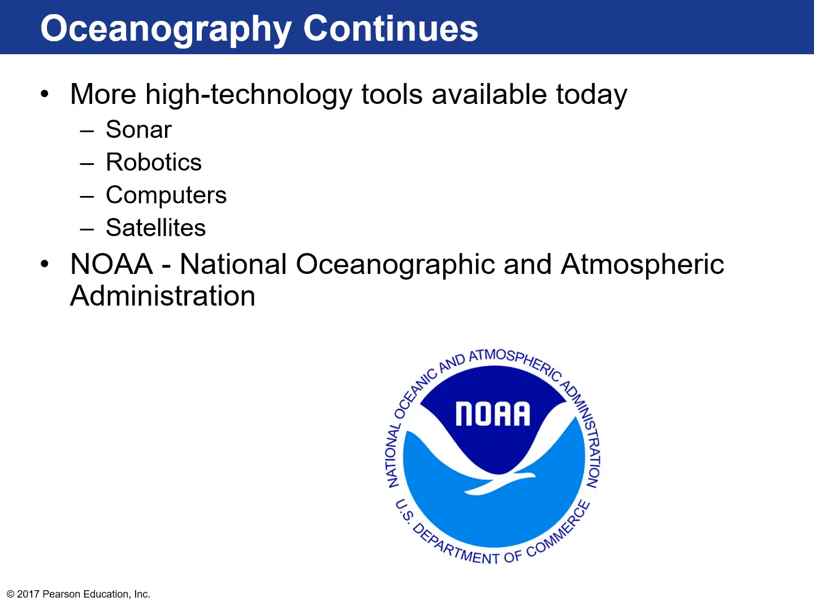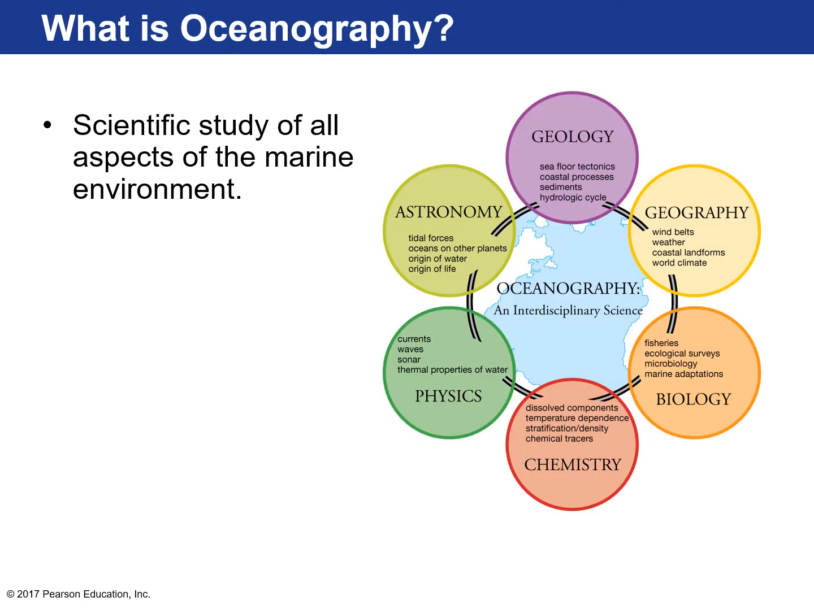Okay, so oceanography continues today. Obviously today we have a lot better technology. We have sonar, robotics, satellites, computers, right? We have the National Oceanographic and Atmospheric Administration. That is a great agency that helps us predict ocean conditions and tracks hurricanes and stuff like that.